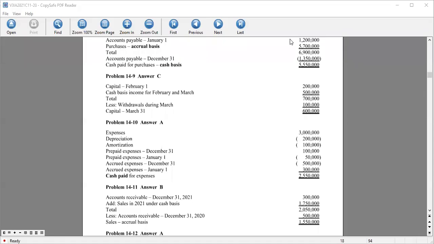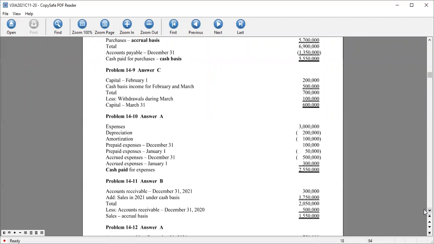Let's continue with 14-9. Here in the statement of financial position on March 31, prepared under cash basis, what amount should be reported as capital? Now, Tori began a service proprietorship with an initial cash investment of 200,000.